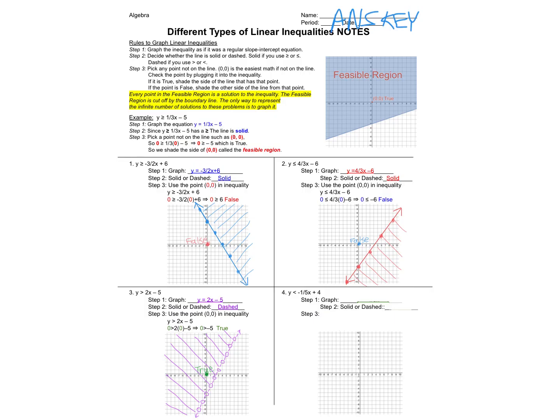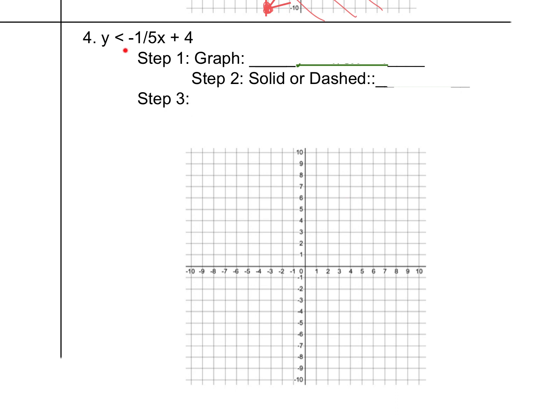Now let's take a look at number 4. For number 4, we have y less than negative 1 over 5x plus 4. Again, if you haven't done this already, try graphing this. See if you can do this now that you've seen the other two. Otherwise, that's going to look like this. We already know we're going to graph the equation negative 1 over 5x plus 4 is equal to y.